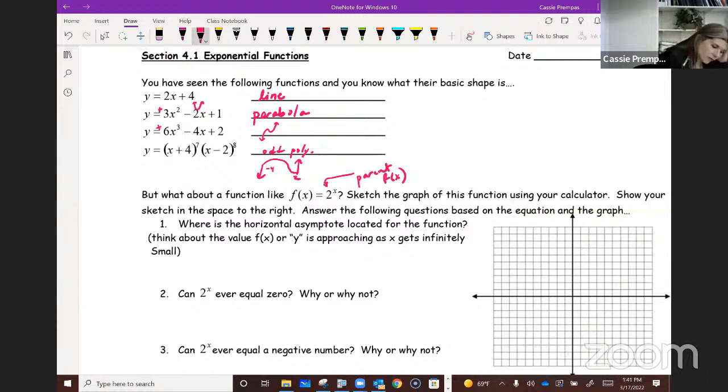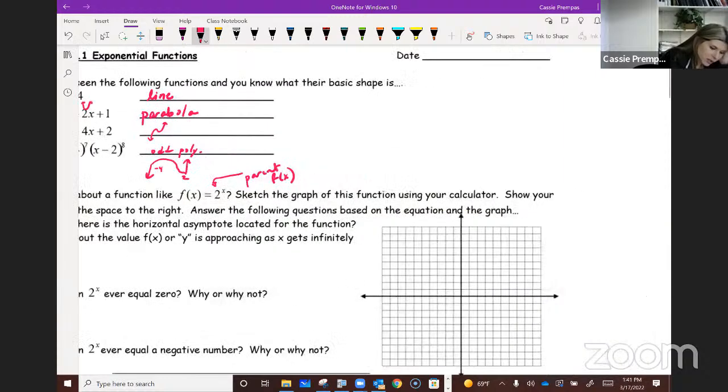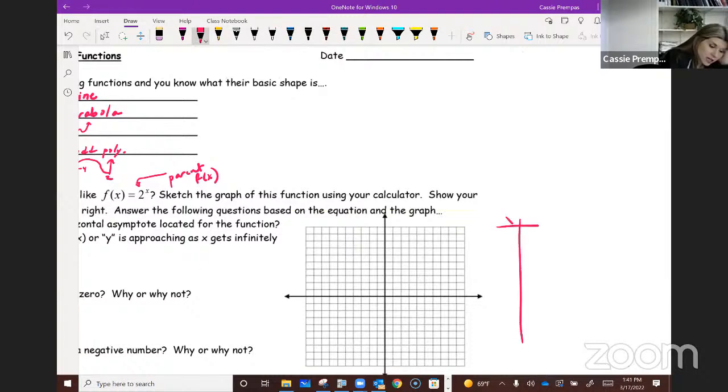Answer the questions based off of the graph. Where is the horizontal asymptote located for the function? Think about the value for f of x, or y, what y is approaching as x gets infinitely small. So obviously it would be helpful to do a table. Let's go right around the origin: -5, -4, -2, -1, 0, and then we'll mimic those points. This is our first time working with this function, so let's see what comes out for y.